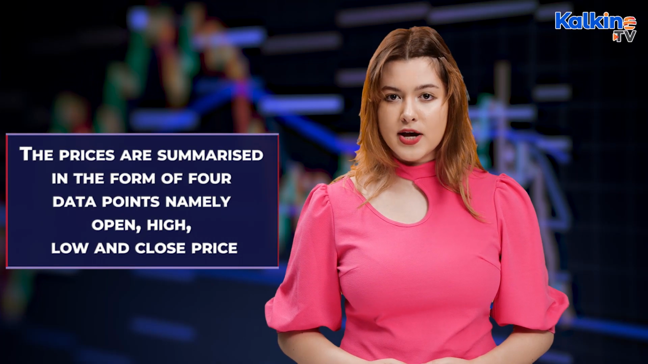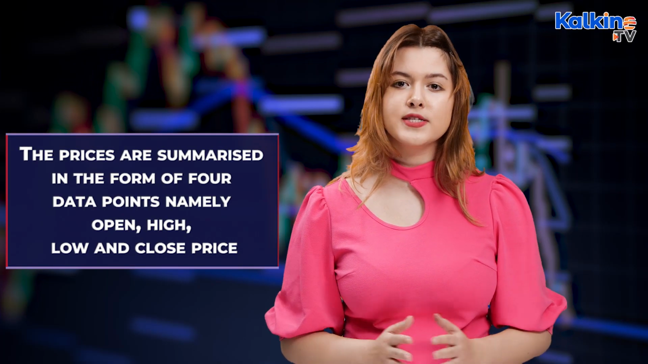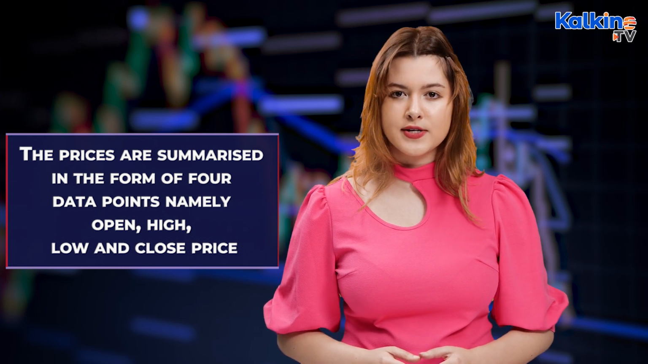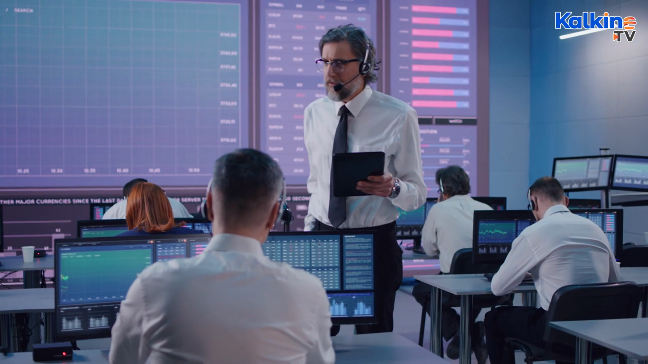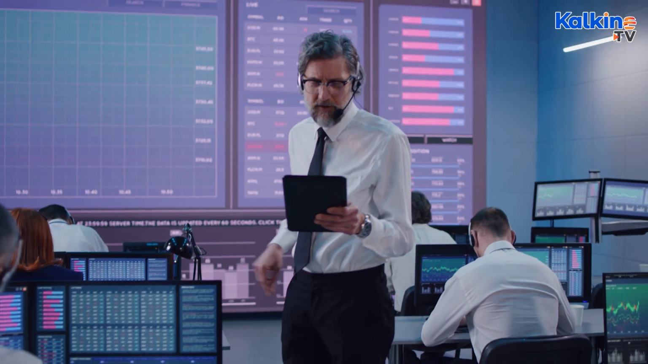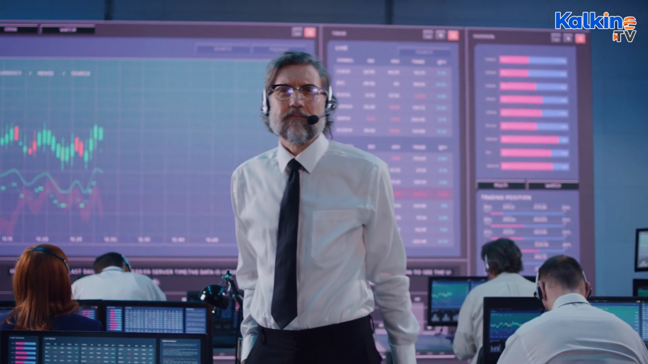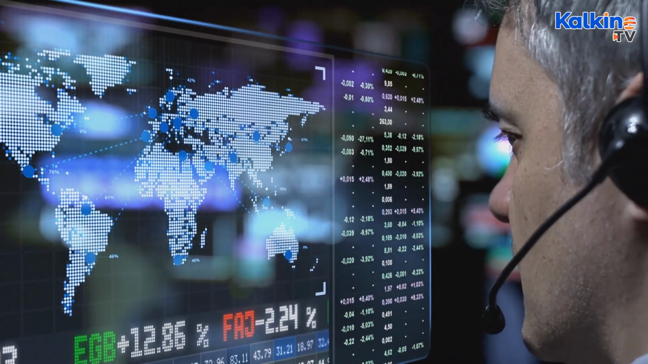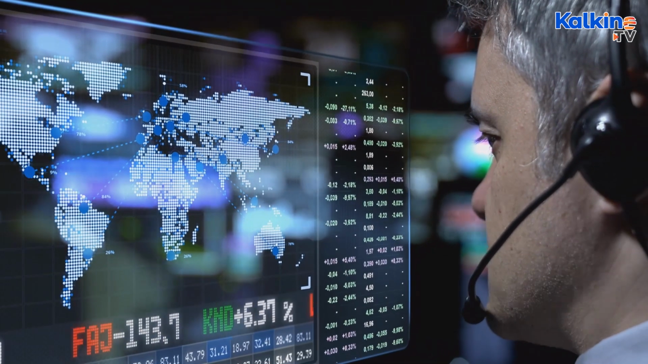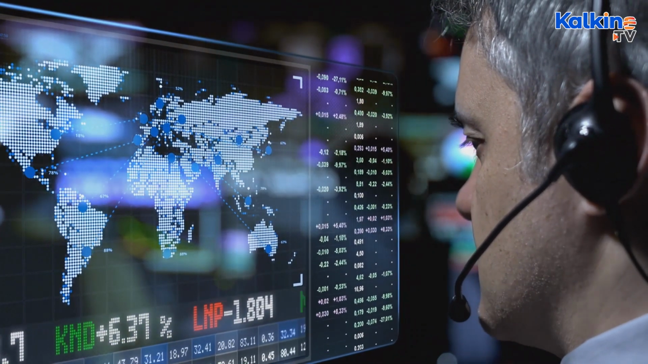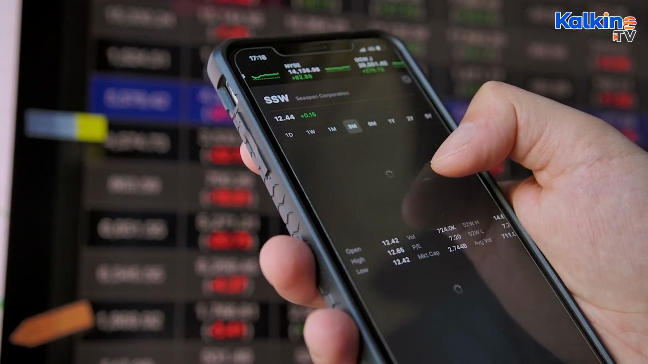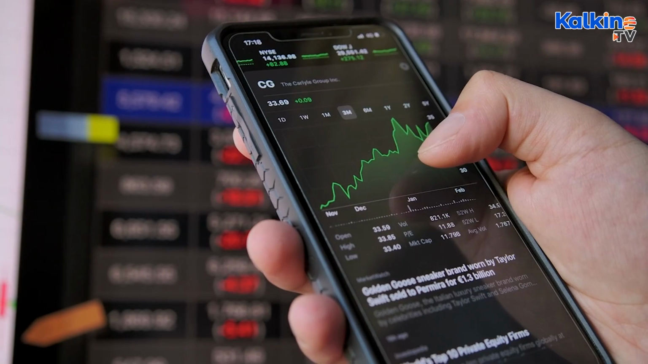The prices are summarized in the form of 4 data points, namely open, high, low, and close price, for the security within a specific time frame. These 4 data points incorporate all the prices at which a transaction took place within the respective time frame, and the analysis is performed on these 4 data points, eliminating the need to analyze every single transaction. On this chart, numerous studies or tools or indicators are also plotted to perform an even deeper analysis.